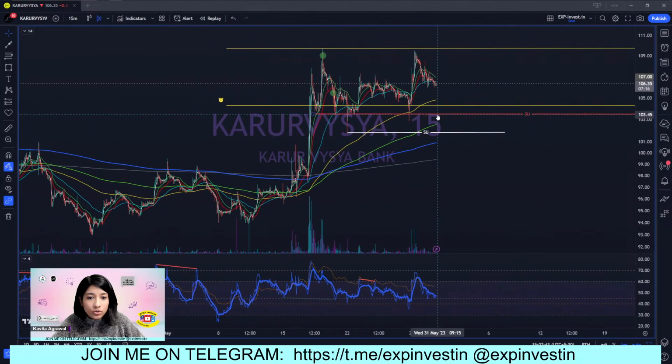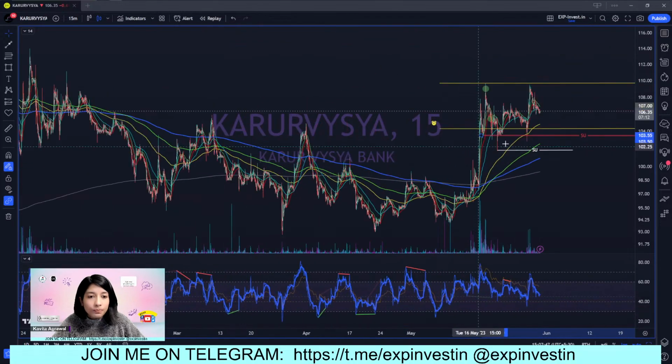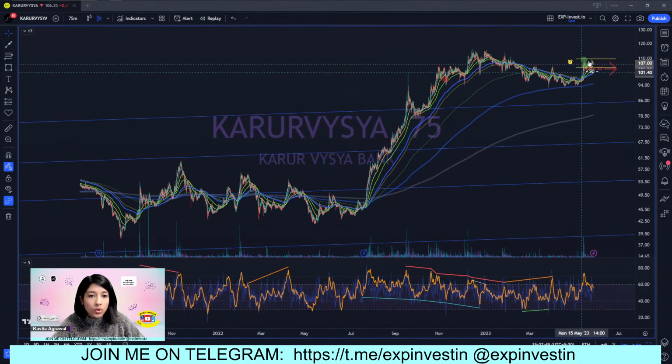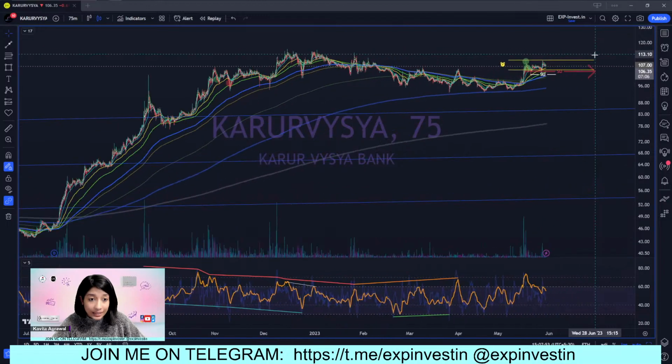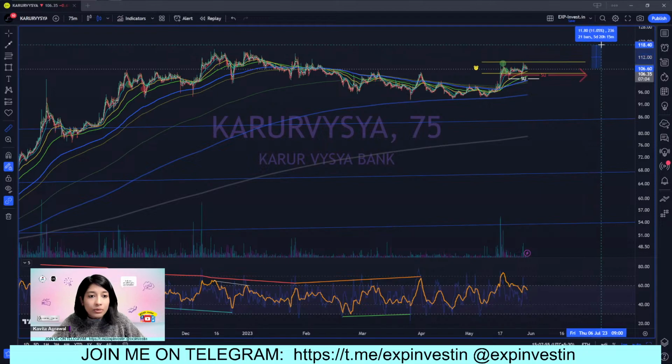I will suggest you use a stop loss somewhere near the level of 102 and hold the stock for a target of at least 116. Now why 116? Because there is a strong resistance there, 115, 116, which is a good 7-8%, and the stop loss that I mentioned to you would be around 3 to 4% lower.